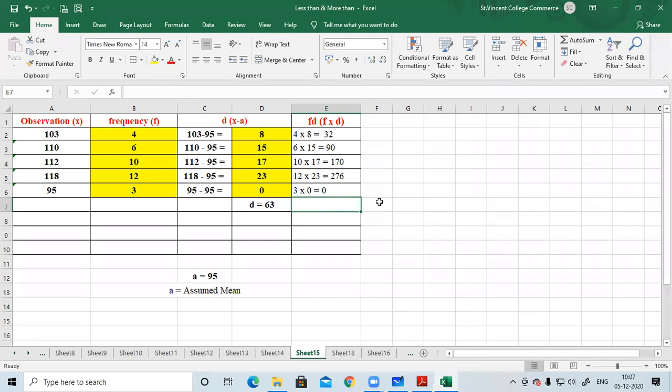Now there is one trick I'll teach you on the calculator to do the totals directly. If you're going to do the totals, how would you do it now? Again, you will pick up the calculator, do 32 plus 90 plus 170 plus 276. Correct? And then you will get the total 568. Is this right? Yes, sir.